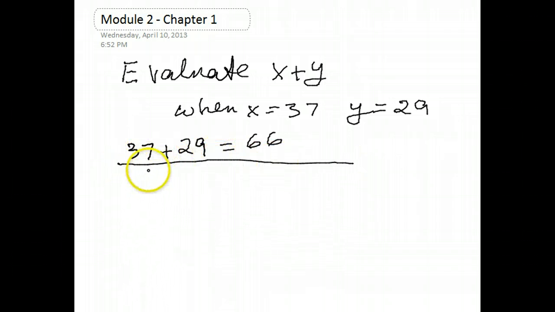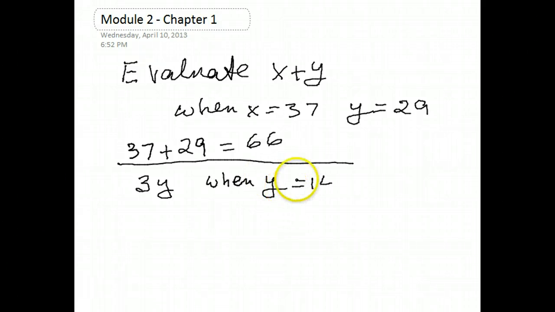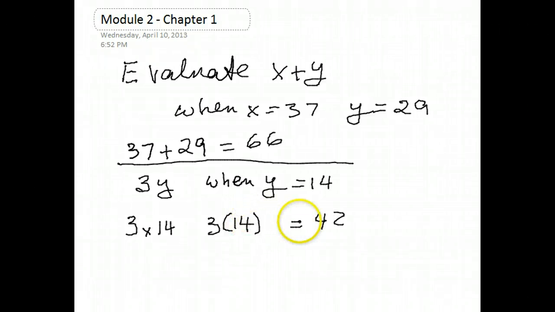Let's look at another example. Evaluate 3y. I'm not going to write the word evaluate again. Evaluate 3y when y is equal to 14. Okay, what does 3y mean when we have 3 in front of the y? It actually means 3 multiplied by y. Okay? So I'm going to write it like this, 3 times 14, or I can also write it like this, 3 with the 14 in parentheses means the same thing. And 3 times 14 is 42, and you are done now.